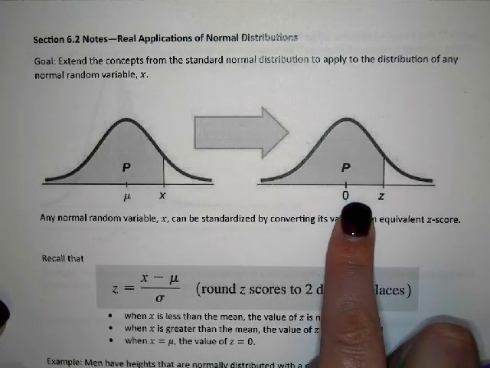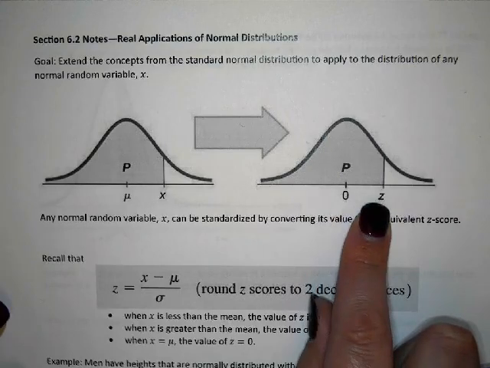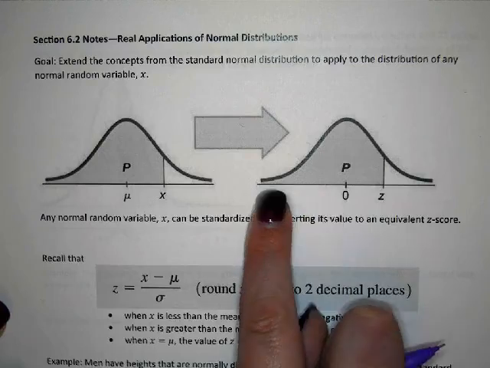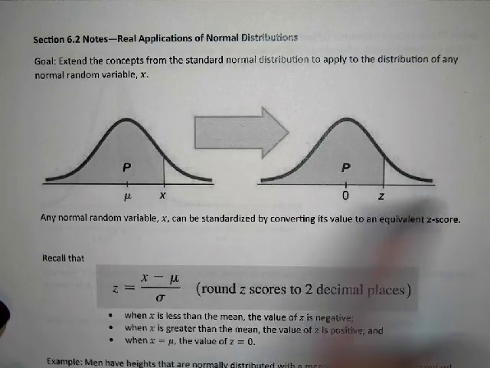So this is what we had for the standard normal distribution. We had that the mean was 0, and we used a variable z, or z-scores, along the x-axis. And so we had the standard deviation was 1, and we used the variable z.